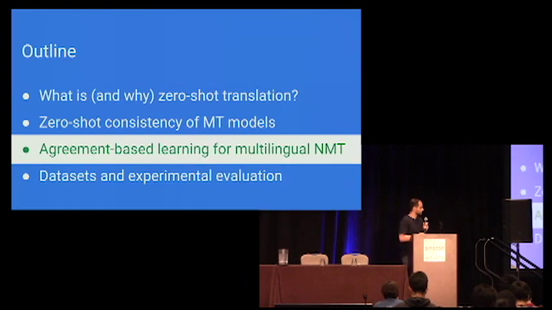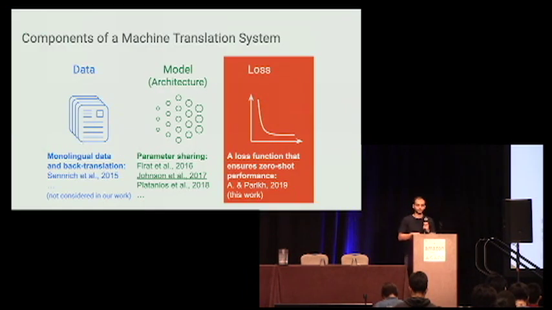All right, so in this work we propose agreement-based learning for multilingual NMT that would result in a fully consistent model. And the basis of our approach is tackling the third component of the machine translation system, which is the loss function that we're optimizing.